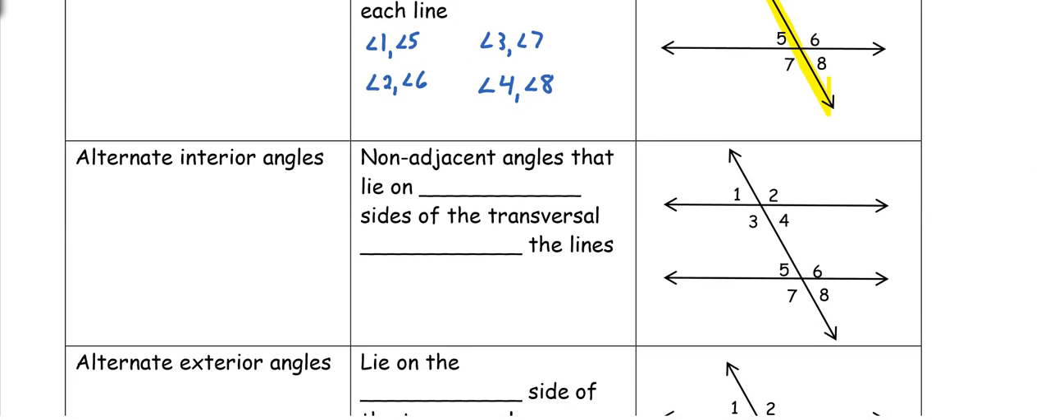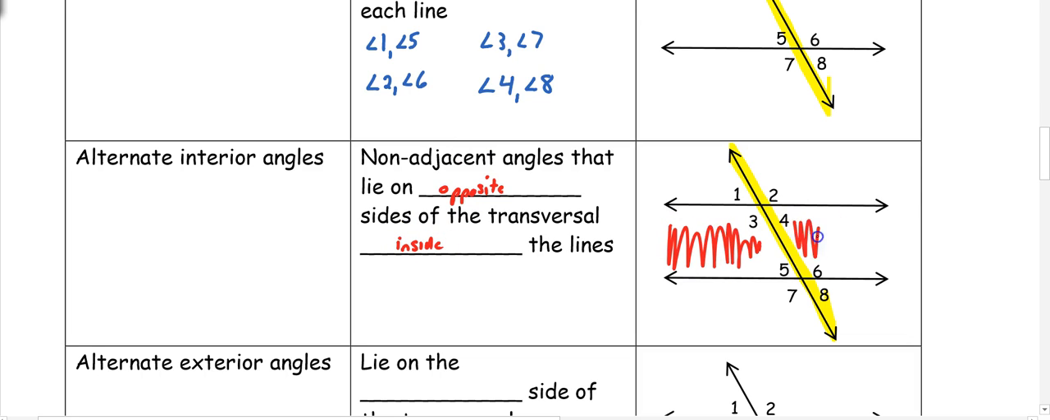Another type using a transversal are alternate interior angles. So alternate interior angles are non-adjacent angles that lie on opposite sides of the transversal, opposite sides. And they're inside the line. So inside here, between these two lines would be our interior. If they're alternate, that means they're on opposite sides of our transversal, that highlighted line. So examples would be 3 and 6 and 4 and 5.